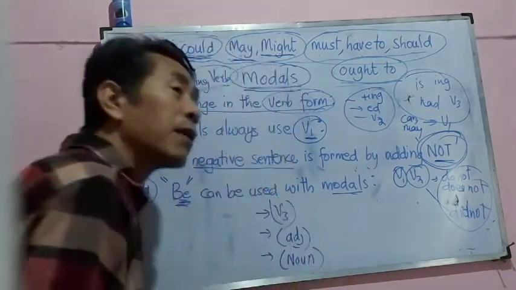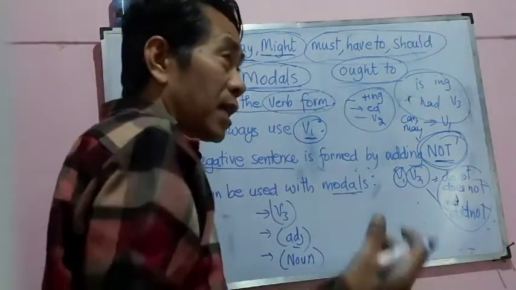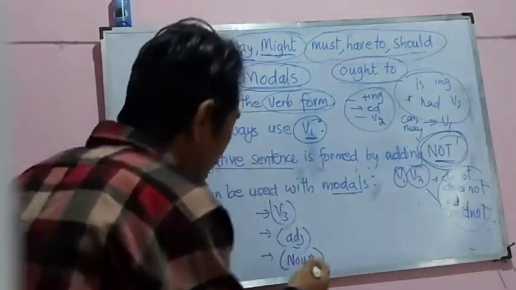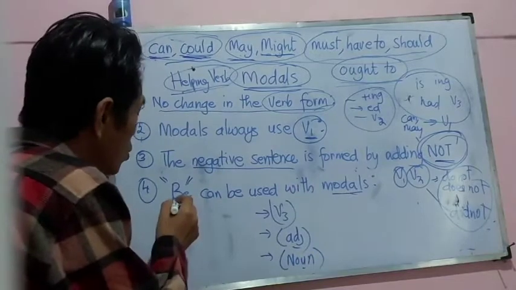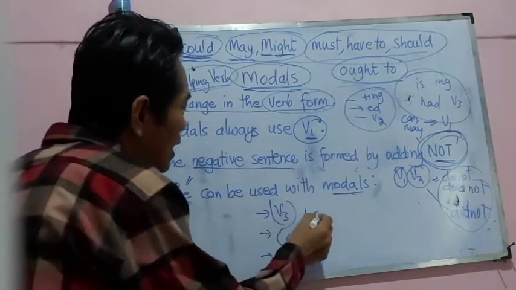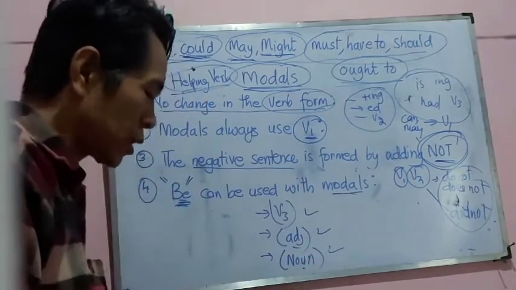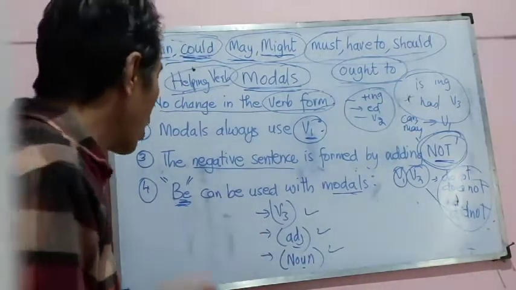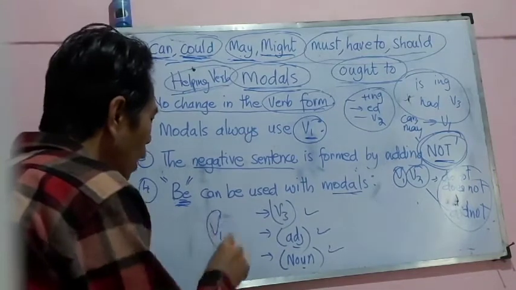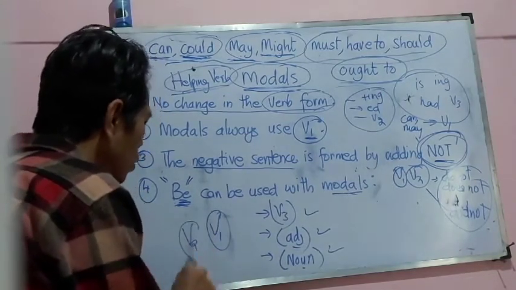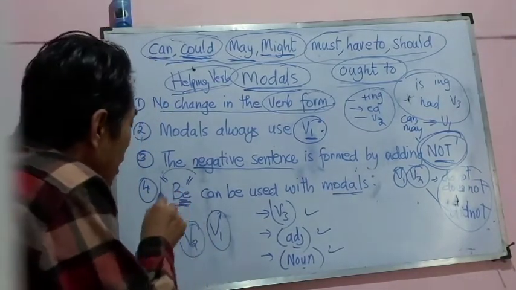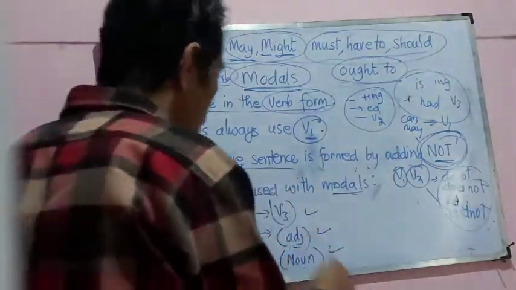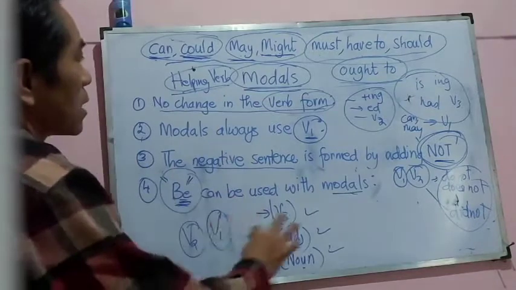And we can also use a noun. I can be a teacher. I can be a singer. He may be a singer. He must be a singer. So when we use be with the models, these are the words that we can use with this. We cannot use verb 1. We cannot use verb 2 when the model has the word be. Did you understand? So I want you to look at this first.